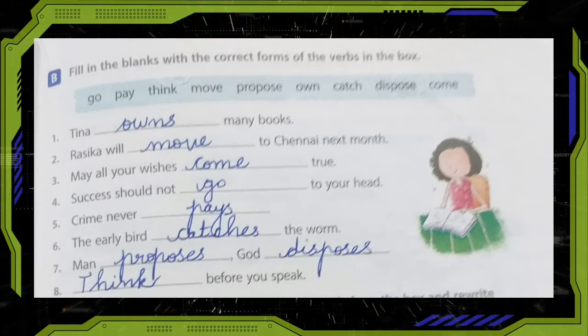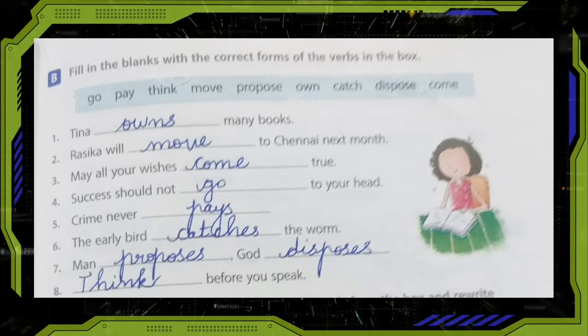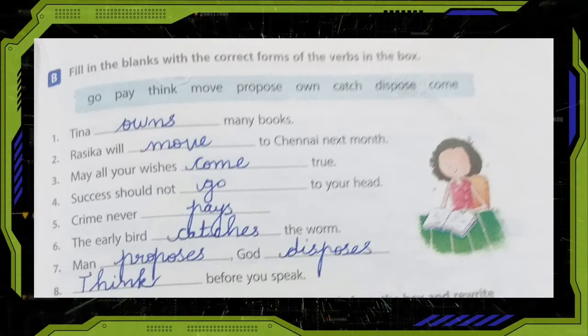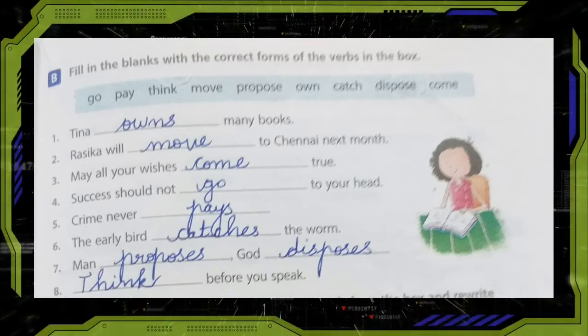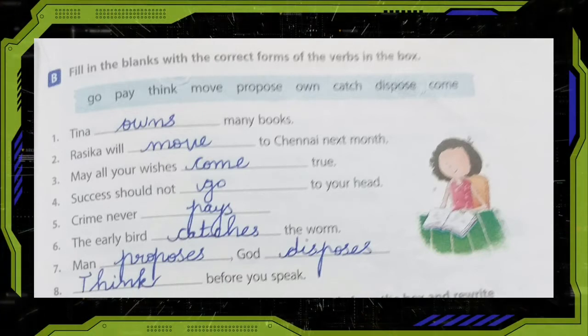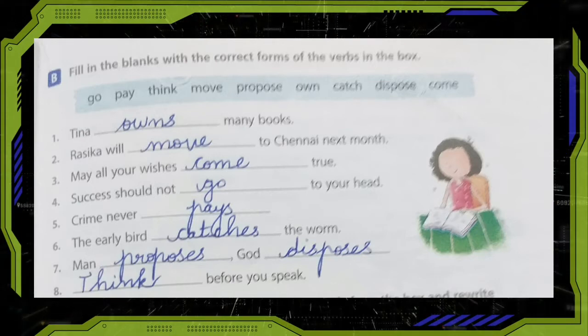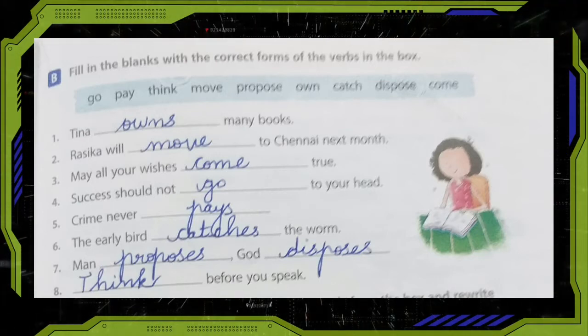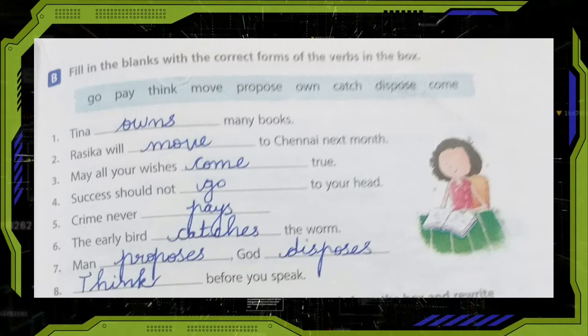Last one, dash before you speak. The answer is think before you speak. So children, I hope you understood what is meant by verbs. So in the next class, we will continue the remaining thing.